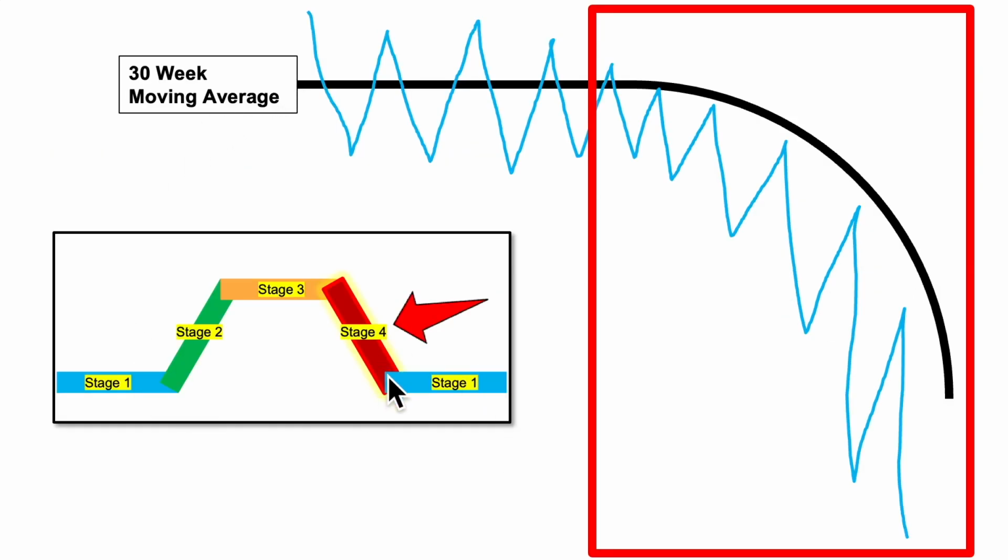In stage 4, we'll start to see the 30-week moving average begin to curve downwards, and the price will start to bounce off the 30-week moving average, but at the underside of the 30-week moving average, different than stage 2, where price bounced off the upper side of the 30-week moving average, and price will head further downwards.